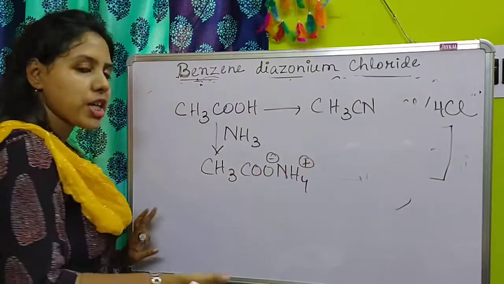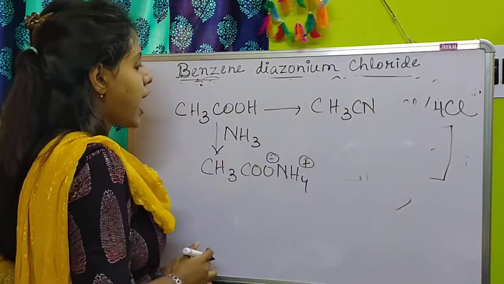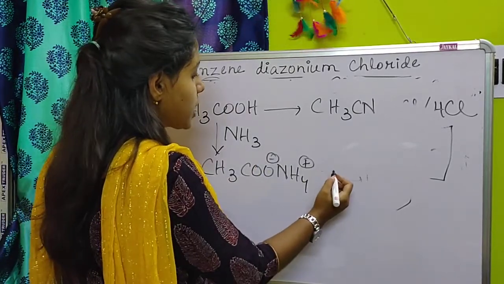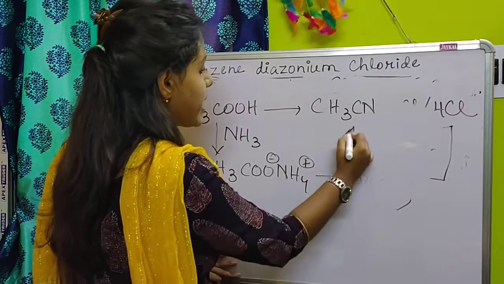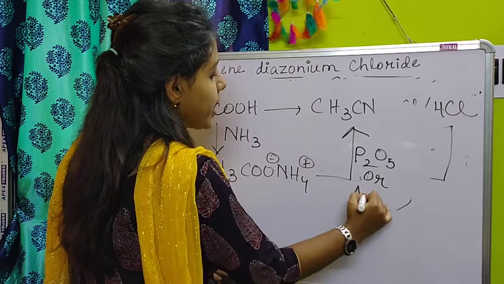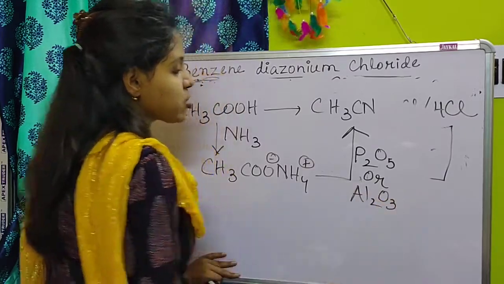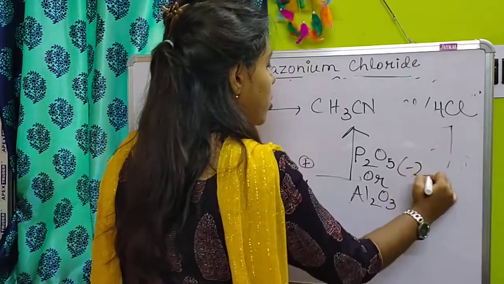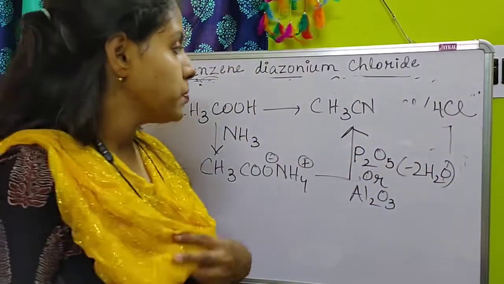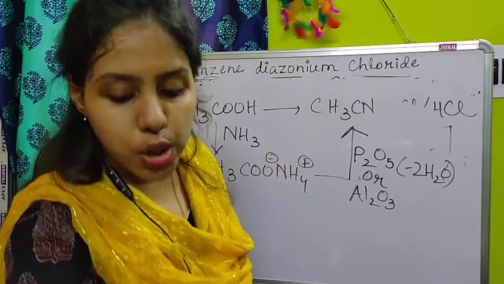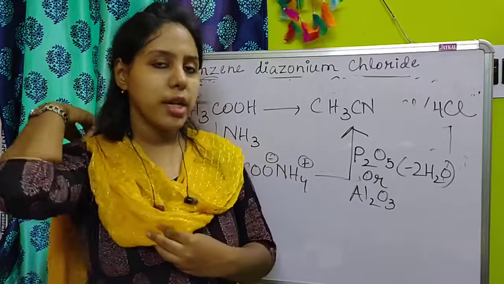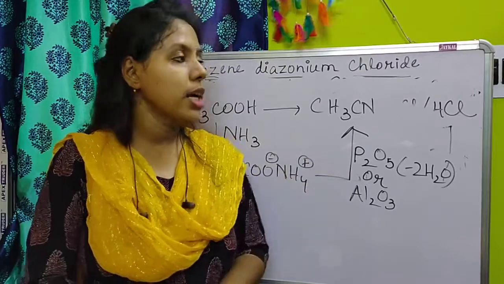Okay, this type of reaction we have already discussed in our earlier part. So COO- NH4+ is an ammonium salt. After that you have to add P2O5 or alumina Al2O3 for the removal of water. So 2 molecules of water will be removed from here, producing methyl cyanide. So you have to follow these conversion reactions for your exam. These are all the topics for today.